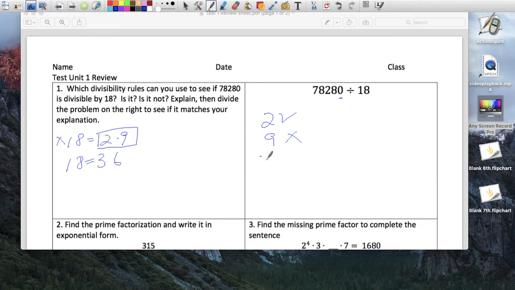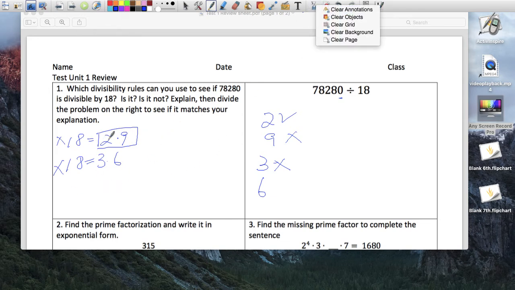If you use 3 and 6, the same thing. Is it divisible by 3? 7, 8 is 25. Already it's not divisible by 3, so I don't even have to worry about the divisibility rule of 6. Okay, it doesn't work. It has to work for both. So if it's already not working for the first factor, I know that that's not going to work. Okay, so that all should be written in a sentence.